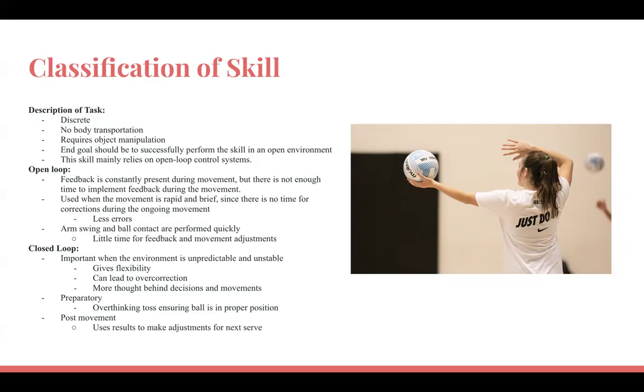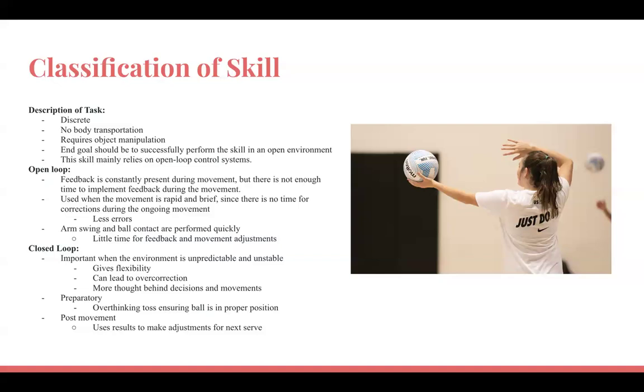Third, the skill requires object manipulation because the learner must physically control the volleyball by tossing it in the air, then hitting it. These actions require precise manipulation of the object to execute the serve correctly. The overhand serve also incorporates both open and closed loop control processes.